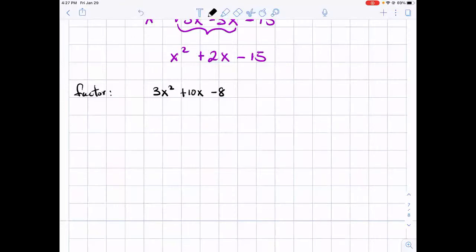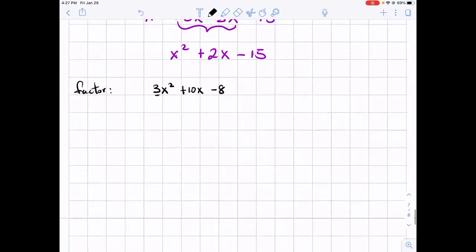Let's factor 3x squared plus 10x minus 8. So remember, the first step in factoring is to look for a GCF. This is very common where students overlook this. Always look and see if there's a GCF. Okay? Because if you leave out the GCF, your final answer will be wrong. Now, there's nothing common between 3, 10, and 8. Okay? This here doesn't have 4 terms.